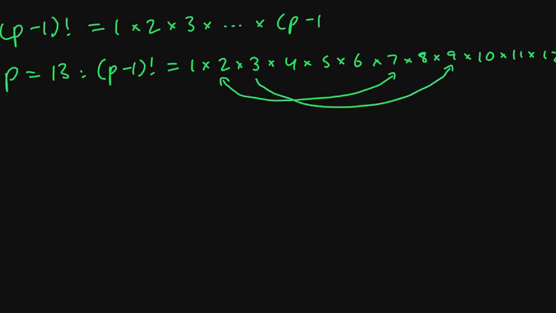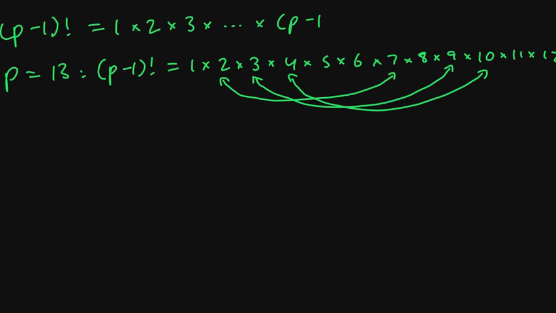We can pair 3 and 9 because 3 times 9 is equal to 27, and 27 is 1 more than 26, and 26 is a multiple of 13. We can also pair up other numbers. For example, we could pair up 4 and 10, because 4 times 10 is 40, and 40 is 1 more than 39, and 39 is a multiple of 13.